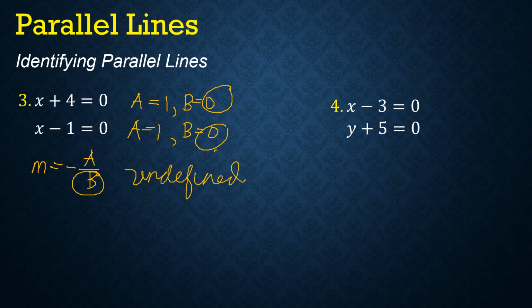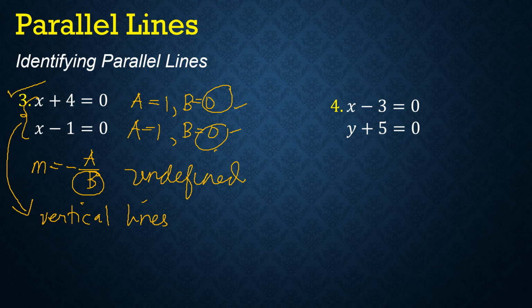Both of them have undefined slope because these two lines are considered to be vertical lines. The slope of vertical lines is undefined, but all vertical lines are parallel lines. Therefore, these two lines are parallel lines.